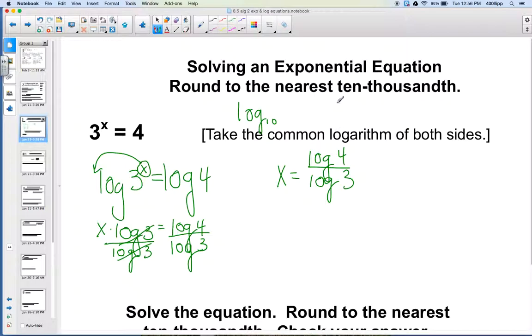And I'm just going to go ahead and put that in my calculator right now. Log of 4 divided by log of 3. And that is equal to about, we're going to round it to the nearest 10,000th. So 1.2619. And you can actually check this by plugging this back in. 3 to this power will give you 4.